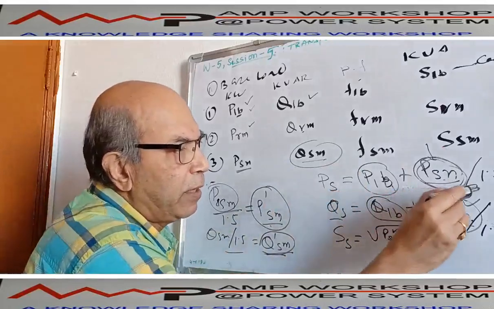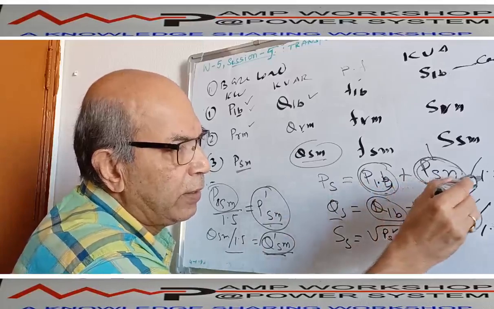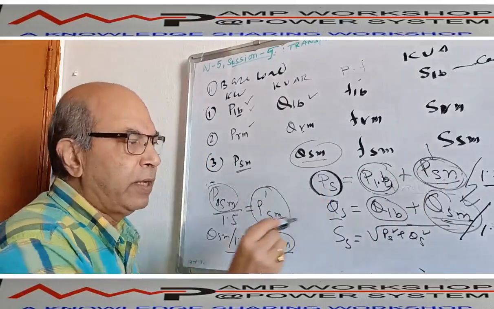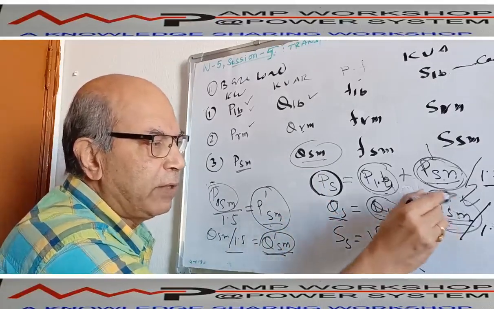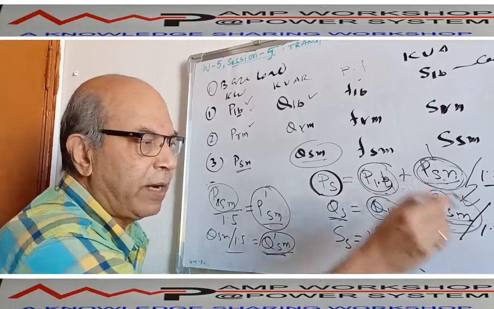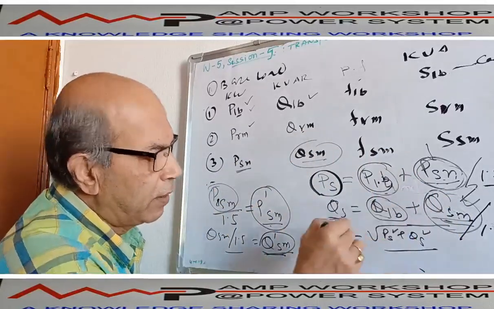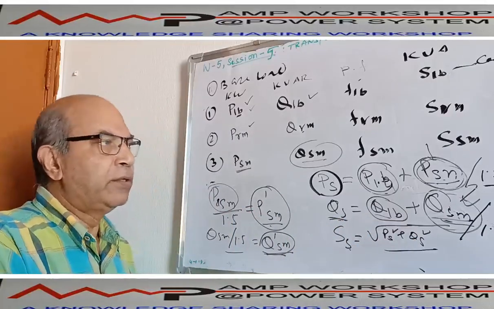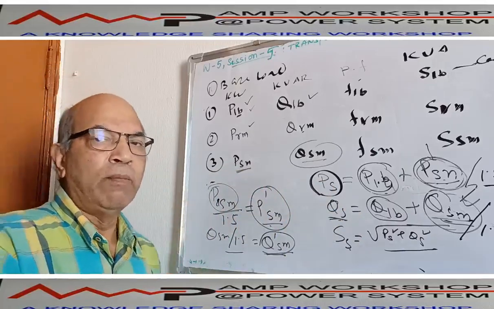So this will be P1B base kilowatt plus starting kilowatt divided by 1.5, the total starting kilowatt requirement, and the reactive KVA requirement is base KVA plus the KVA required during starting divided by 1.5. From this we can calculate the starting KVA requirement. Okay, so this way we can calculate, and once we decide, then we can calculate the voltage drop.